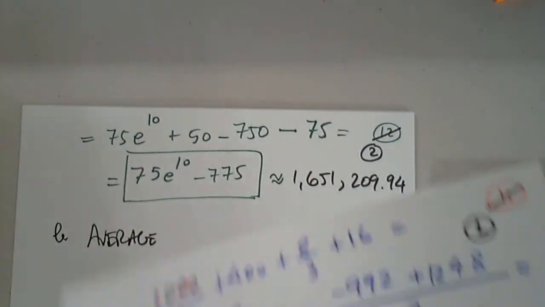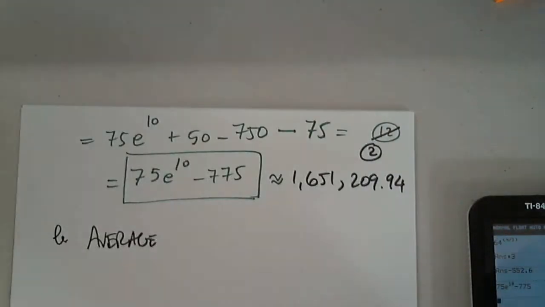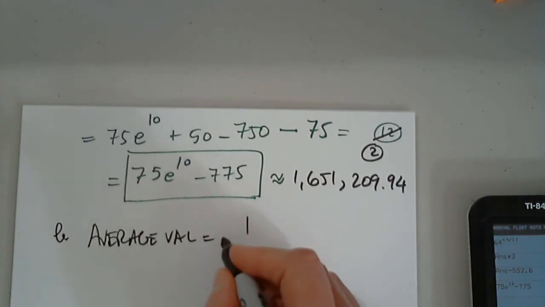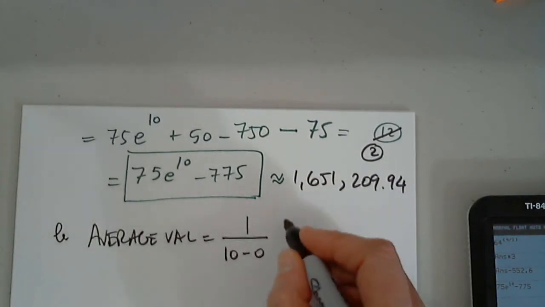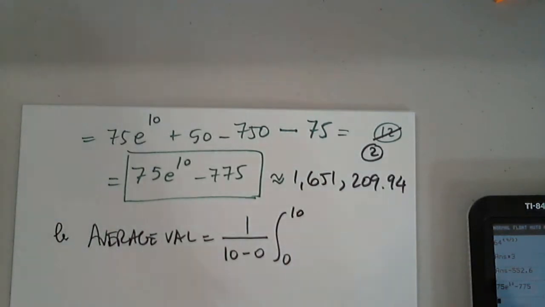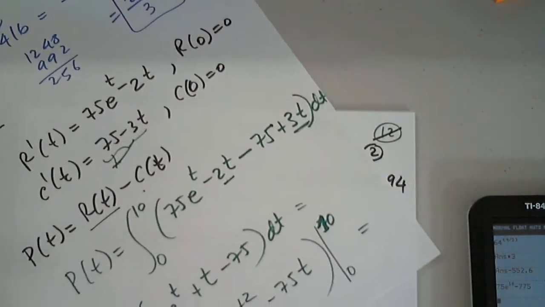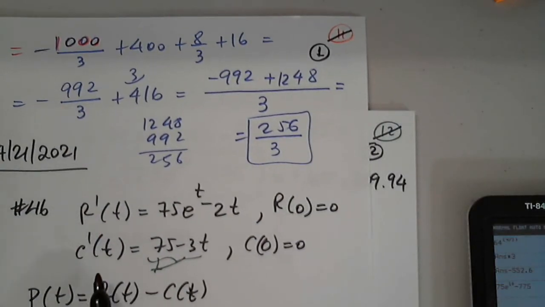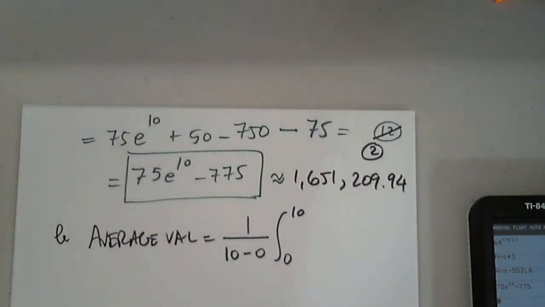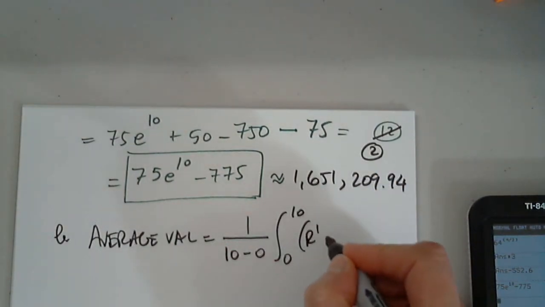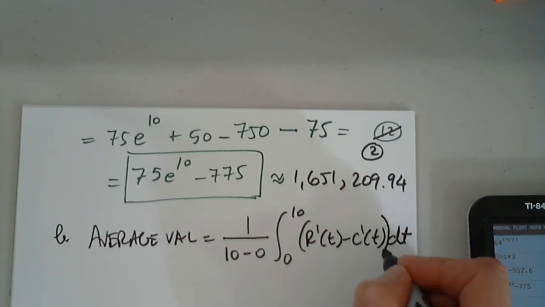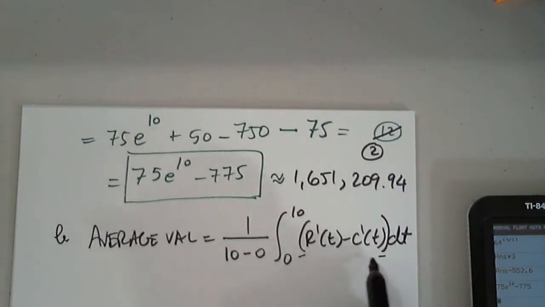And the average was still between 0 and 10. So remember, the average value is 1 over 10 minus 0, the integral from 0 to 10 of r prime minus c prime. I'm not going to write it again. R prime of t minus c prime of t. Of course, do not forget dt. Close the pair of parentheses, and dt.